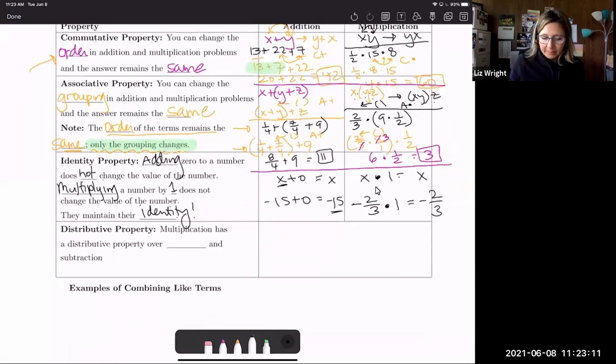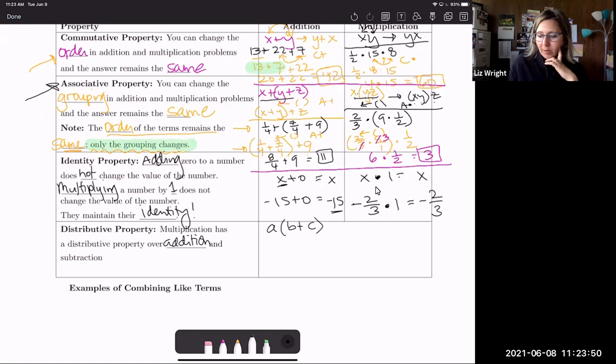Our last property, our property of distribution, or your distributive property. Multiplication has a distributive property over addition and subtraction. Over addition and subtraction. So let me show you this kind of basic example. I want to show you how this looks different because I've had students get confused between this property and associative property because they both start with parentheses. Look at how I want you to see if you can figure out how they're the same and how they're different just in how they start, like right here.